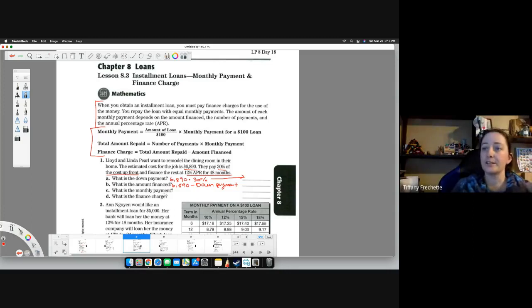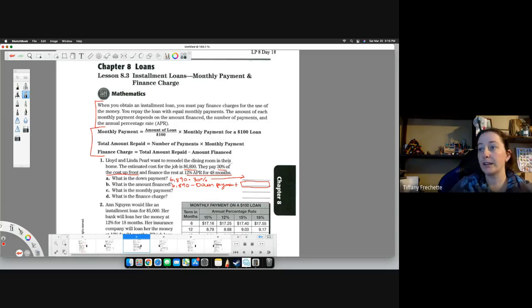So what is the monthly payment? Now that we know how much is being financed, that's the amount of the loan. We're going to plug it in here. So the amount that you have in this box, and again, I'm not doing all these calculations for you. These ones are pretty darn simple. I'm just kind of setting them up to show you what to do. So once you have the amount here, you're going to divide by 100, and you're going to multiply by the monthly payment for a $100 loan.